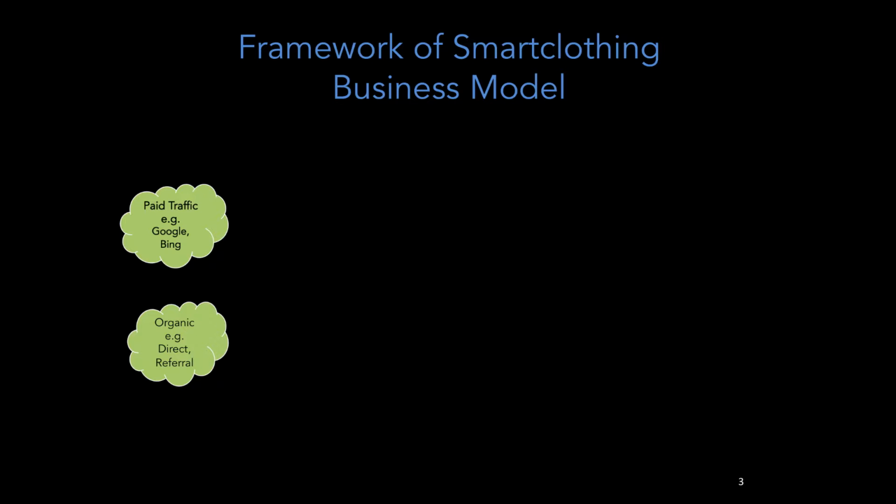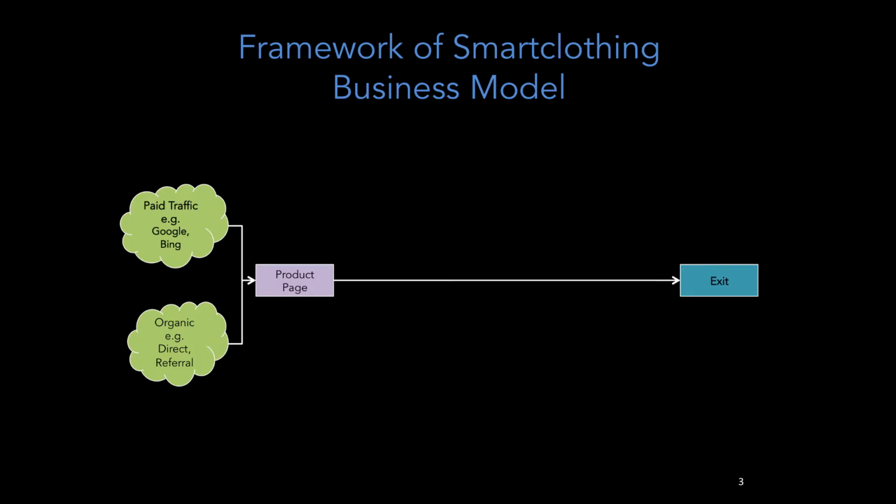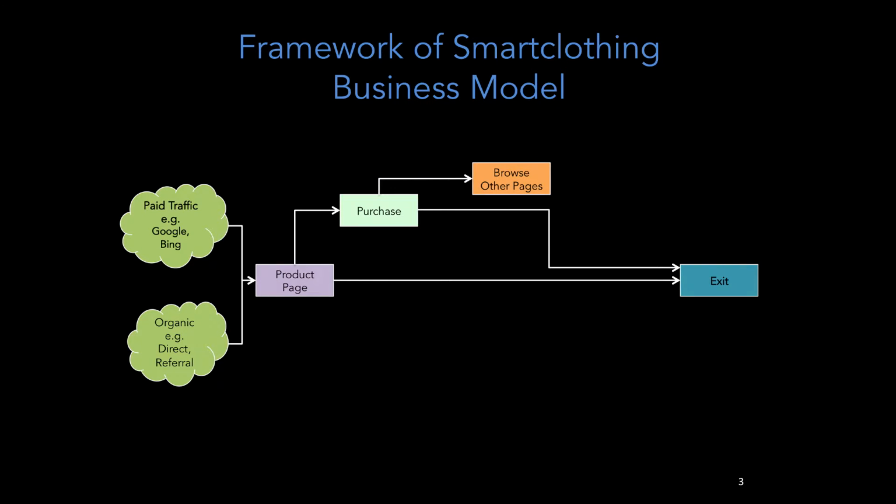But when all these users come, they land on the product page. When they do land on the product page, they could be interested in seeing something. If they don't find anything of interest, they exit the website. In other cases, they see a product that they like and they purchase. When they finish making their purchase, they exit the website. For some other users, when they finish making their purchase, they browse other pages. Maybe they saw a link to another item that they might be interested in. So they browse the other pages and eventually they exit.